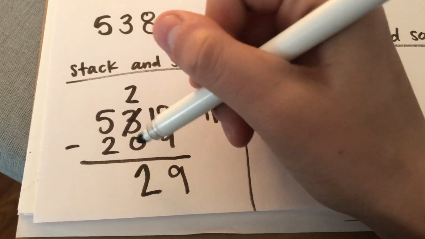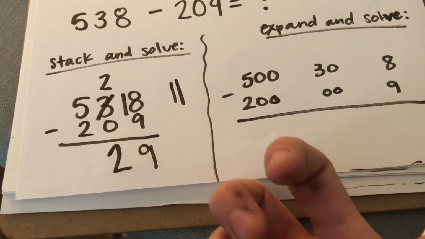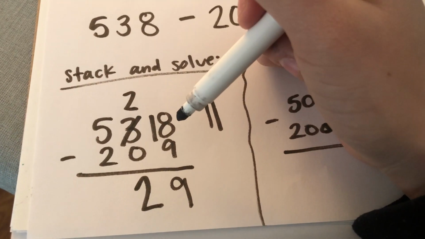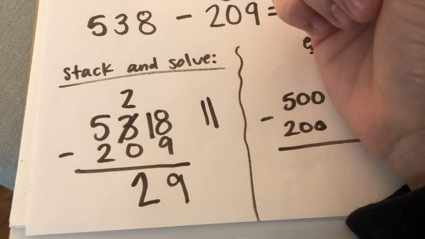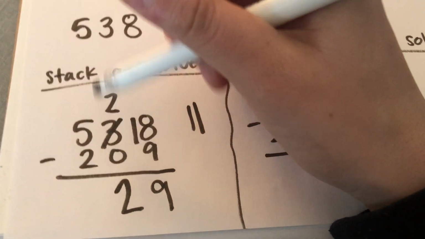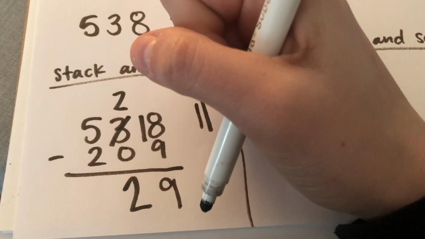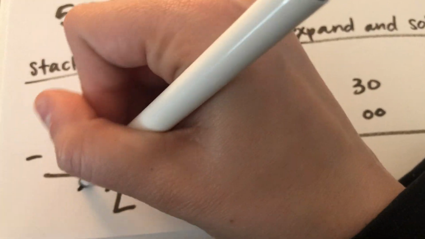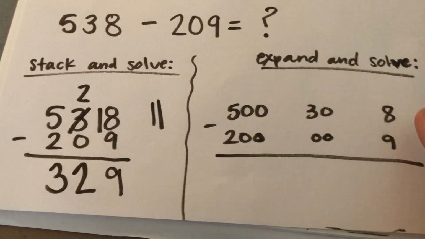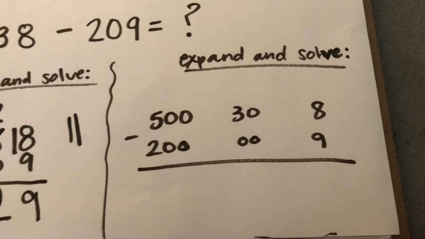When I have a 0 in the number I'm taking away, it really doesn't affect me much at all. Taking away 0 means do nothing. So when I have 2 minus 0, I do nothing and I keep my 2. No regrouping necessary. Now we're in the hundreds. 5 hundreds minus 2 hundreds gives us 3 hundreds. 329.